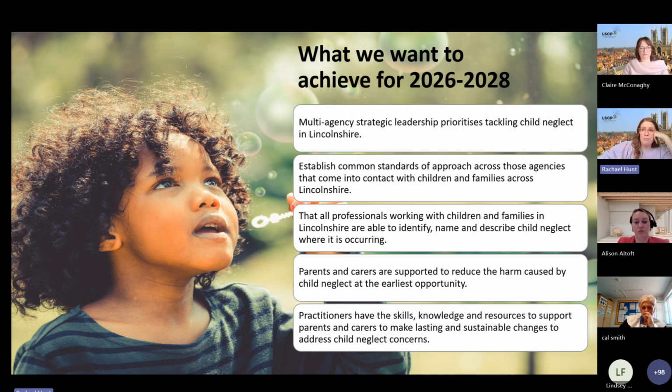So this is from the document that I've just shared. Again, some of the key things we've been saying around establishing common standards and approach across all agencies. So hopefully these briefings and the documents we've created will encourage that. But as it's a partnership document and as we've got practitioners on the call, what we're really hoping is that we can ask you to have a think about these 5 areas and actually think about how we can support some of these achievements across Lincolnshire.